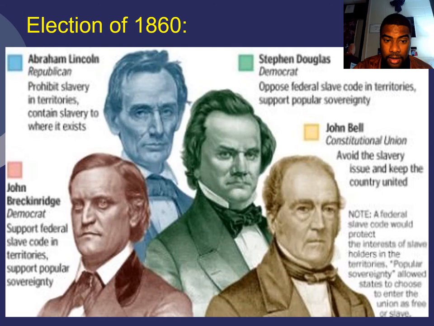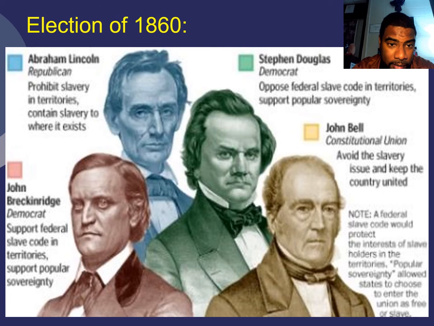All right, here's a look at a chart of the election of 1860. As you can see, Abraham Lincoln, who of course won, prohibited slavery. His stance was prohibiting slavery in territories and containing slavery to where it exists. So he would rather just keep it to where it was and allow other states to be free or prohibit slavery, excuse me. And then we have John Breckinridge.